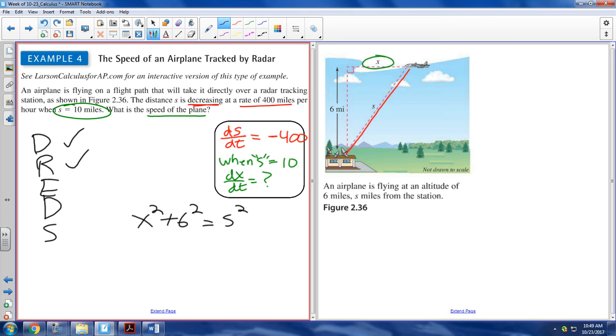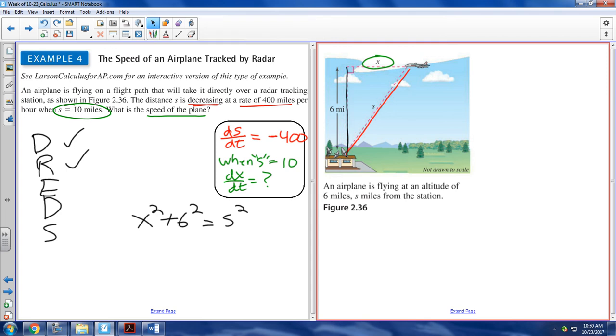And they're showing that that's 6 miles. The plane is not dropping in height, right? It's going to keep the same altitude. So keep in mind that this is fixed. That's never going to change. So if you were going to take the derivative of that, it would be 0. The derivative of 6 is 0, right? The change in that is not happening. It's not changing. So now we have our equation and we need to take our derivative.